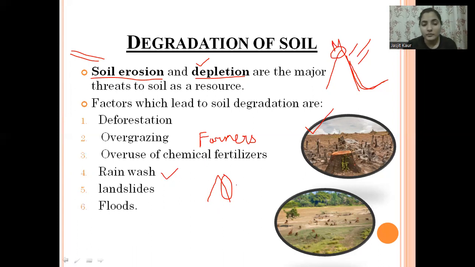And the sixth is floods. In floods also we can see the flow of the water is very high. When water flows at high speed, it erodes the top layer along with the water, which will affect the quality of the soil, and also the soil that is left behind is very weak and it affects agriculture also.